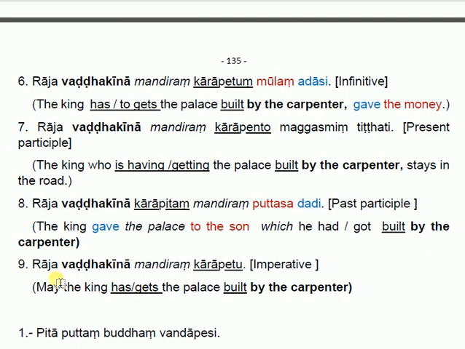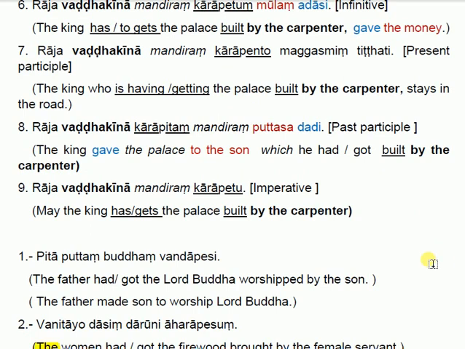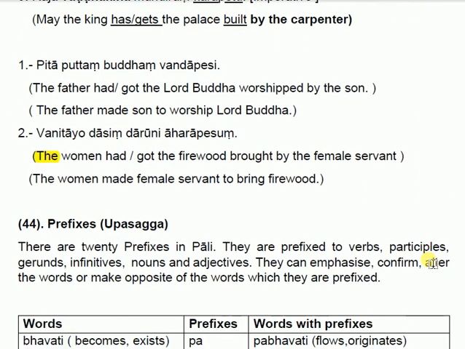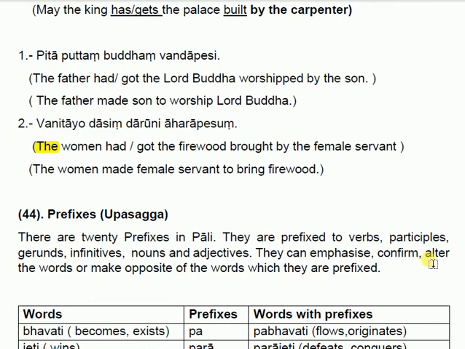Raja, the king; Vadakina, by the carpenter; Mandirang, the palace; Kara Petu, may have built or may get built. Right. Let's go down. Here we have two examples. First one.